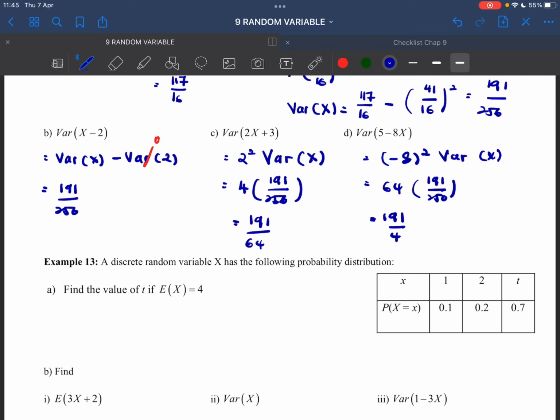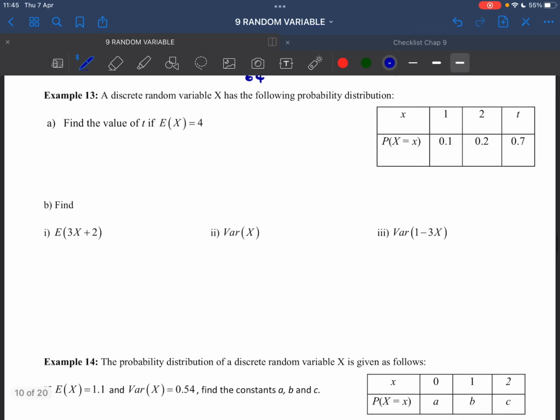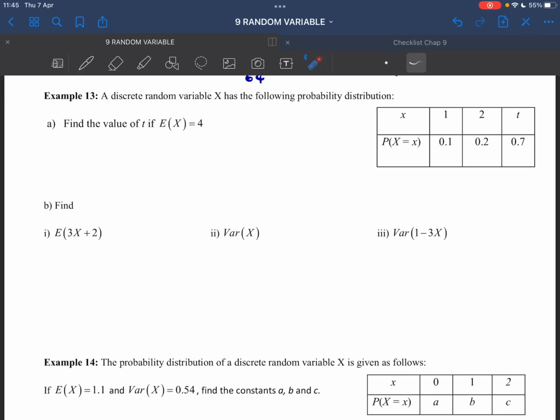Okay, so now this one, make sure you can do it by yourself. Find the value of t if E(X) equals 4. Just use the formula for E(X), then find your t. Here your t is 5. Here is 14, 2.4, 21.6. Okay, you can do this one by yourself.